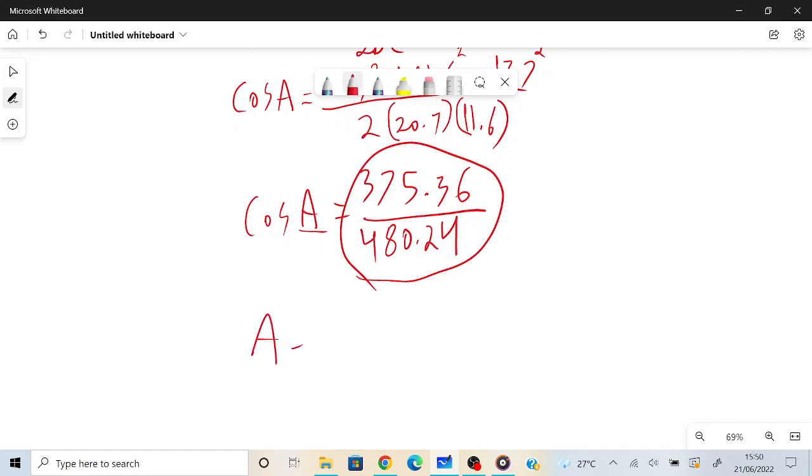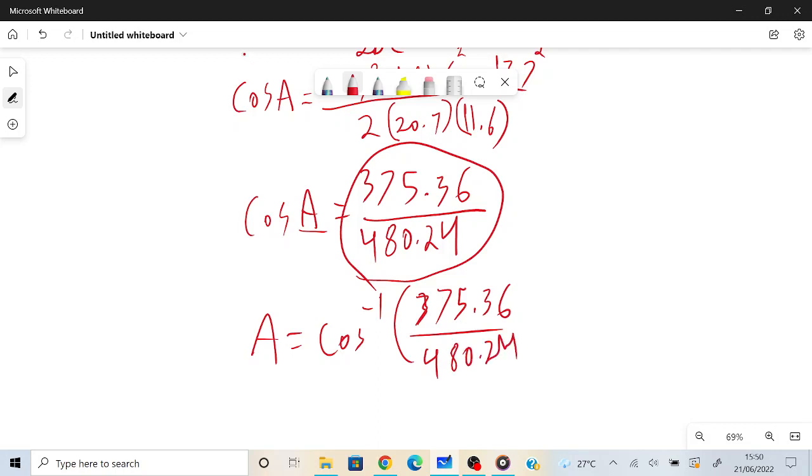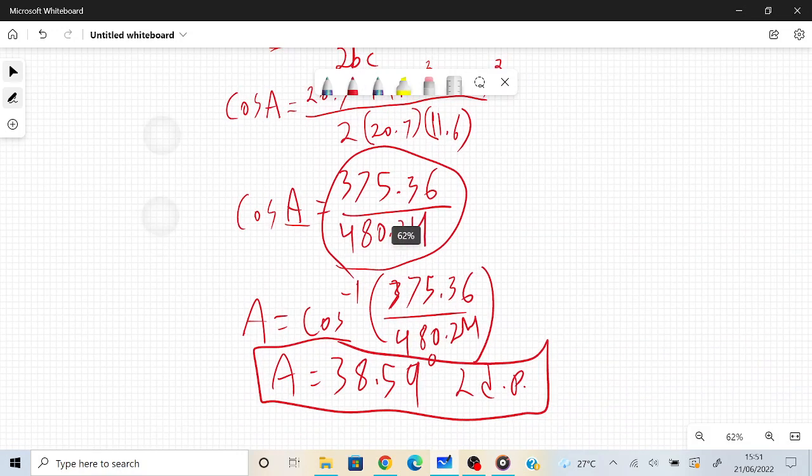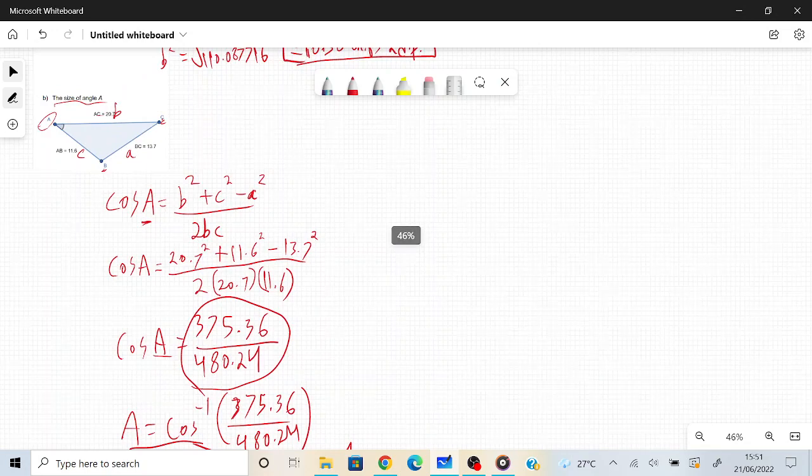So A becomes cos inverse of 375.36 over 480.24. Finally, A is, putting that in your calculator, make sure you are in degrees, 375.36 over 480.24. This gives you 38.59 degrees to 2 decimal places. And that is your final answer for that question. And moving on to the final example for this topic.